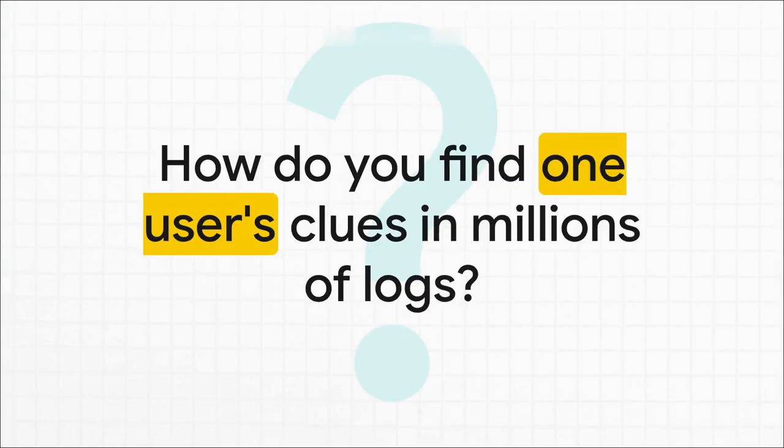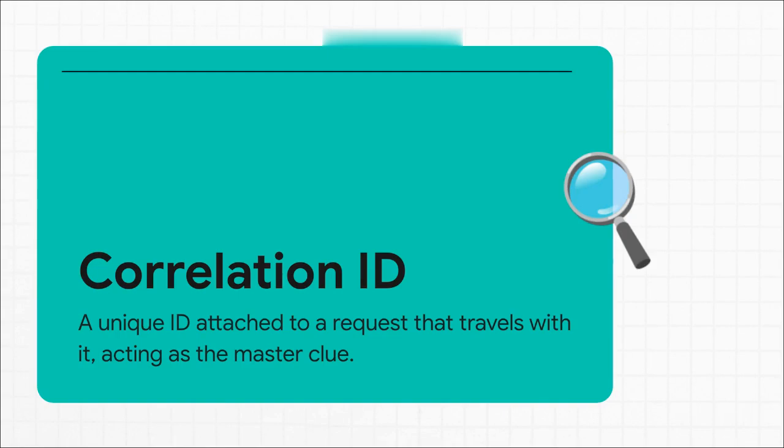In any busy system, you're looking at millions of logs, tons of metrics, all pouring in from dozens of systems every single minute. It's just an overwhelming flood of noise. So how on earth do you find the handful of clues from one specific user's failed request in all of that chaos? The answer, my friends, is something called a correlation ID.